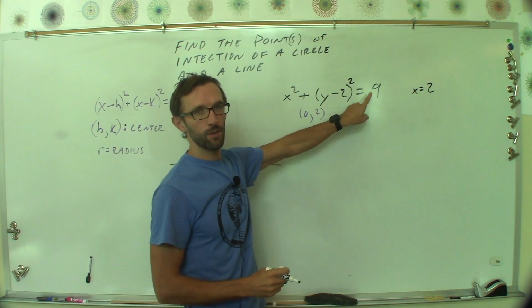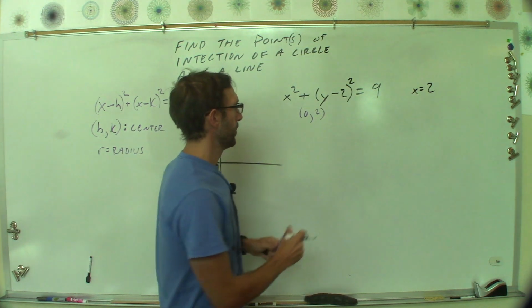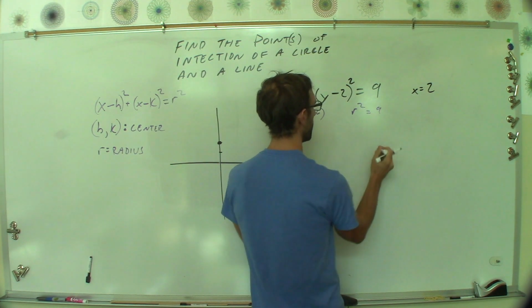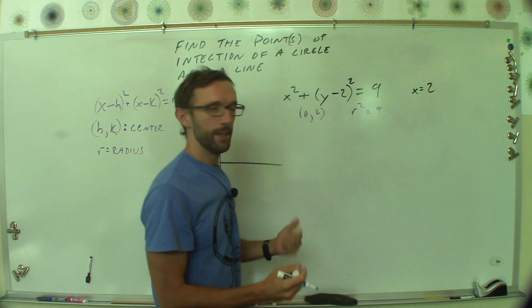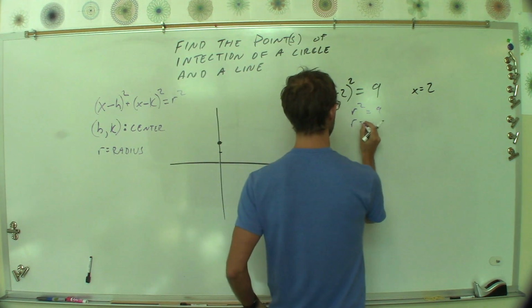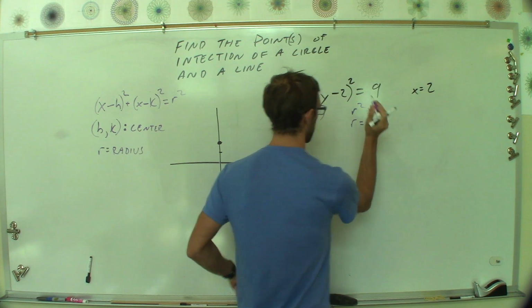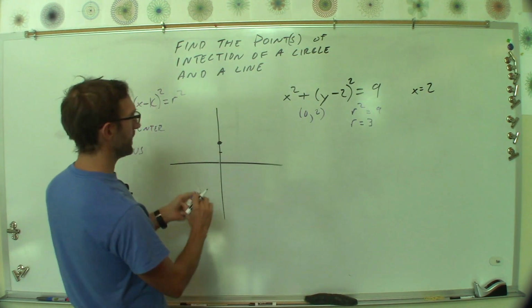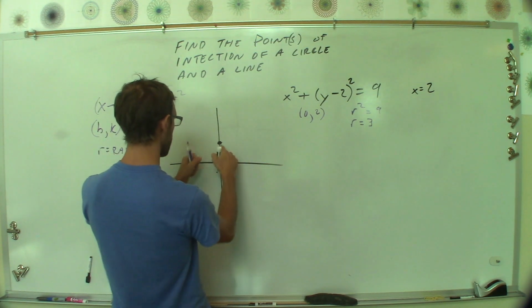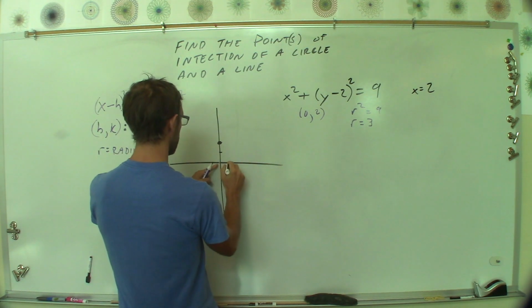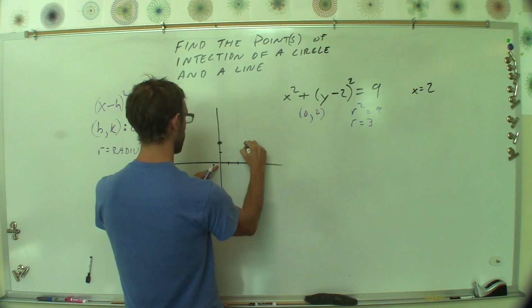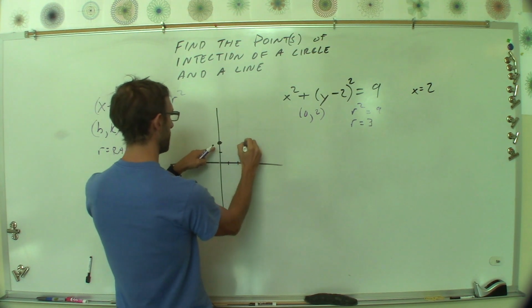Here's the value that will give us our radius. Well, r squared is 9, so that means r is 3, because we take the square root of this value to give us our radius. So it's 3, so we're going to have to kind of estimate here on the graph. Here's 0, 1, 2, 3, and right there. So here's the center, here's the radius.